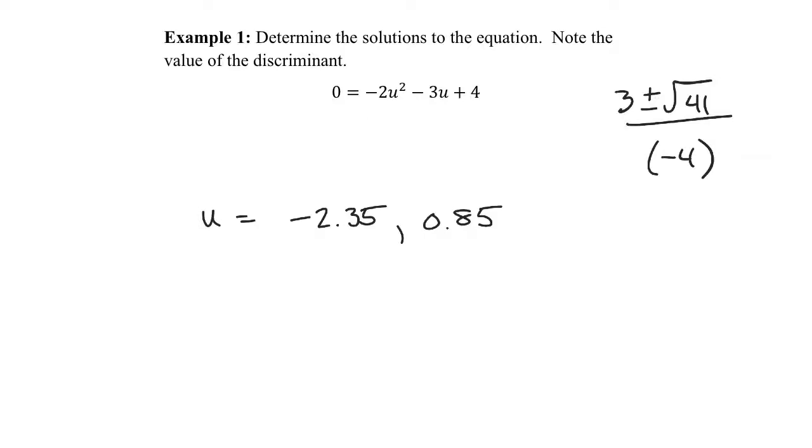9 minus negative 32 is really 9 plus 32, which is really 41. Okay? So just the b squared. Correct. Again, that's from the previous slide, Alex. So let's draw ourselves an XY axis.